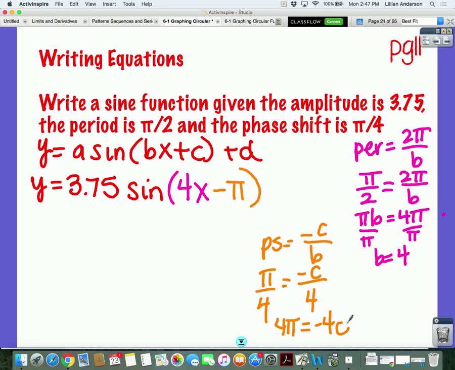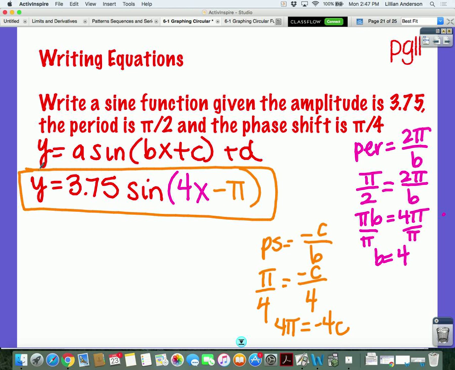So it really is the ones on the inside that you have to be careful about. B and C do not represent period or phase shift. They're used in the formula to help you find those things. What does D represent? Vertical shift. Do we have one? No. It's 0. Do we have to put it? No. If you did, you're not going to get counted off. So this is our final answer. There's the equation that represents this particular situation.